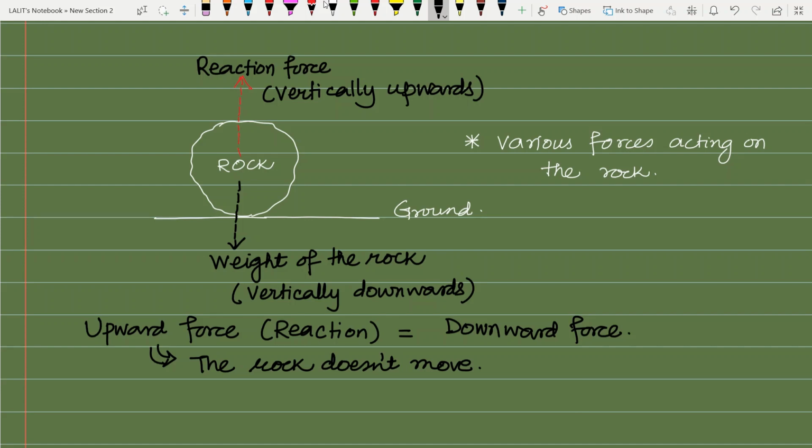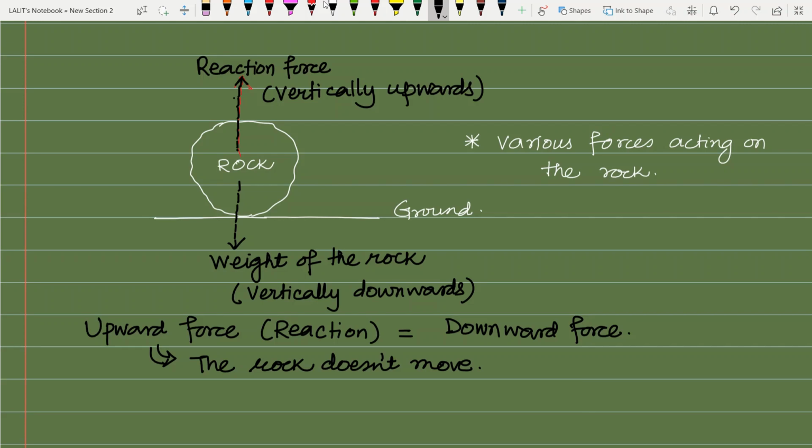Whatever objects we see around us that are lying on the surface and are not moving, this is the condition. The weight of the body is acting vertically downwards and there is a reaction force which is vertically upwards. This reaction force and the weight balance each other, and therefore the rock is not moving at all.